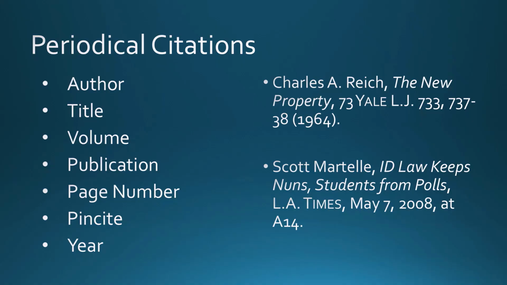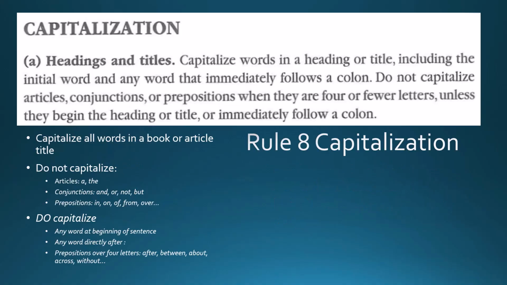In the case of a newspaper that publishes daily, you'll need the full day, month, and year the article was published. We will talk more about citing to online newspaper articles when we talk about electronic sources. Just keep in mind that you'll need to check Bluebook Rule 18 for online sources.